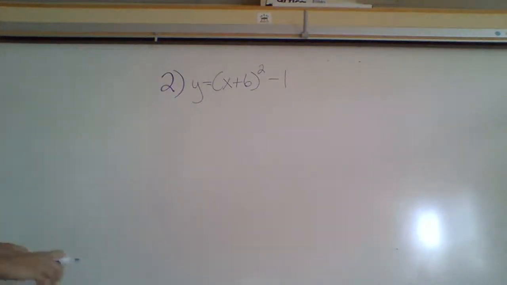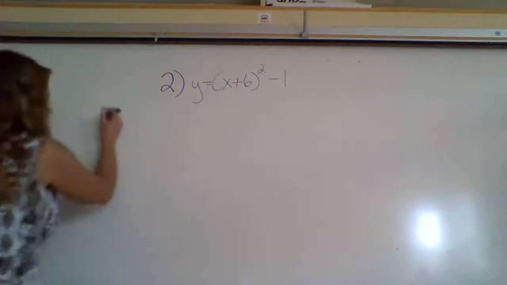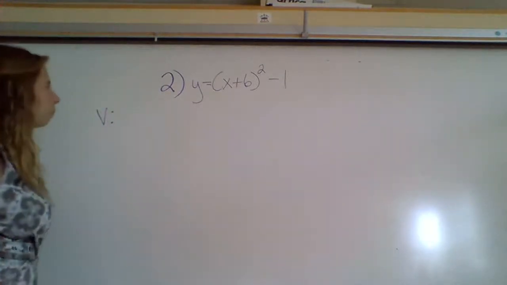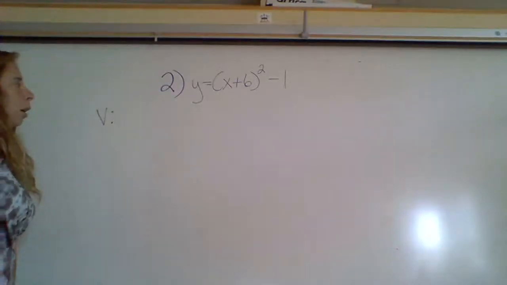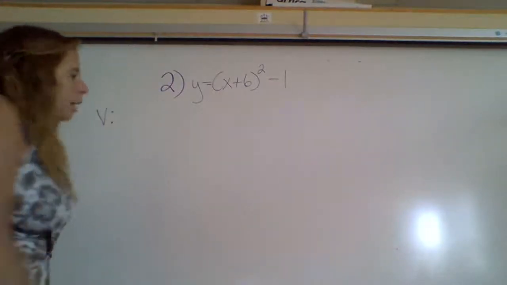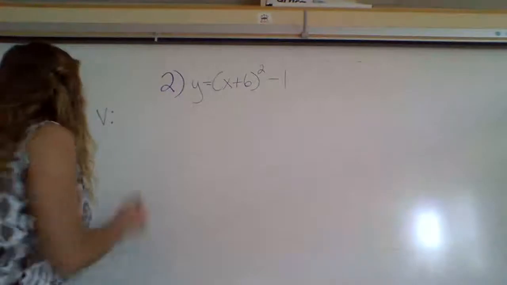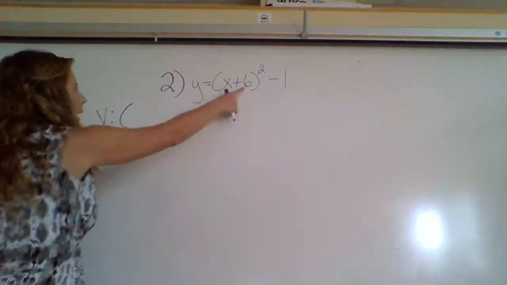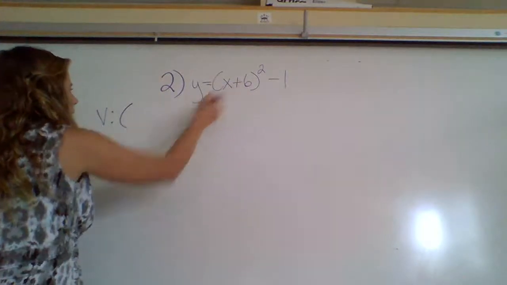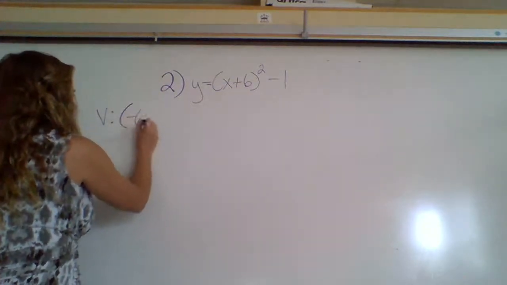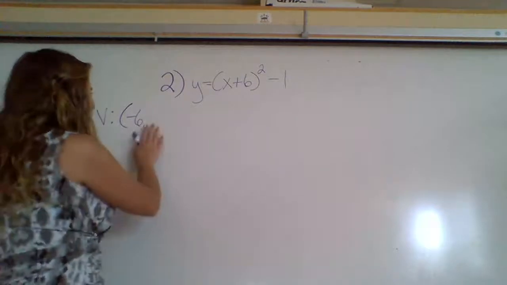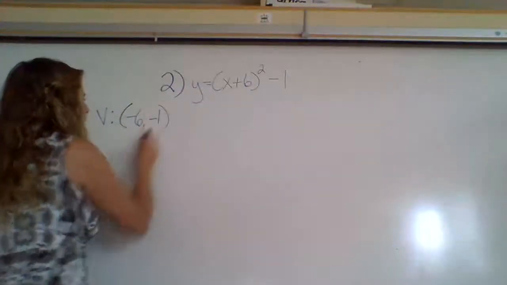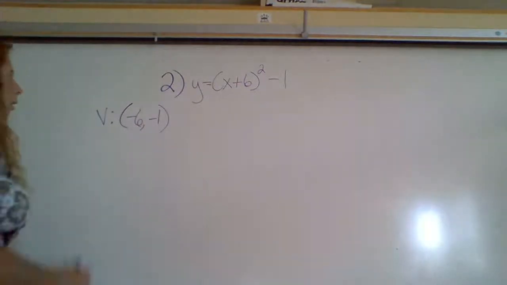first things first, we shall find the vertex. I'll write it over here. The vertex you can just pull out of the equation. It's going to be the opposite of what's inside. So positive 6 is inside, so that means it's negative 6. And then the y value of your vertex is just whatever's on the outside, negative 1. So that's your vertex.